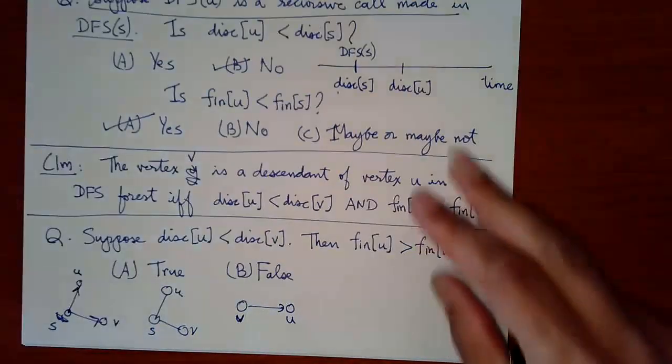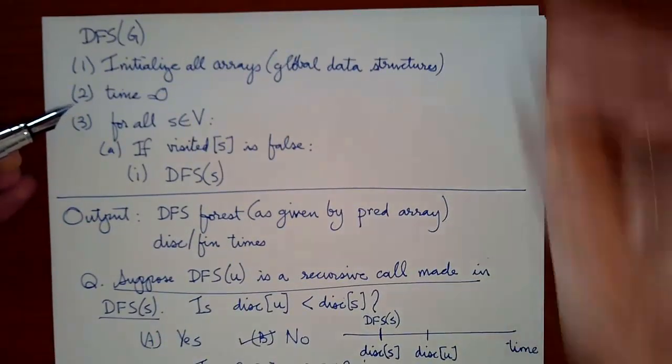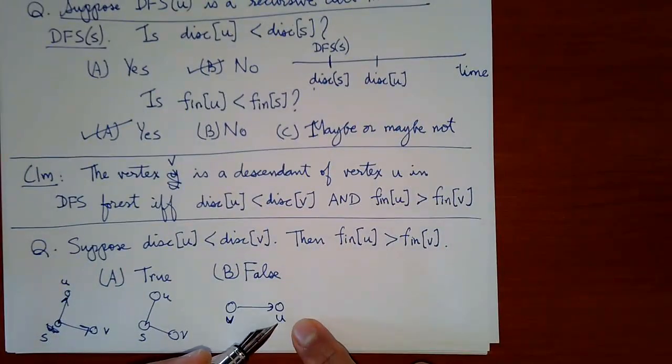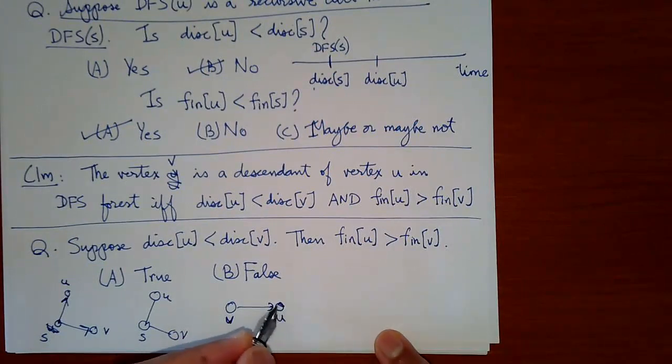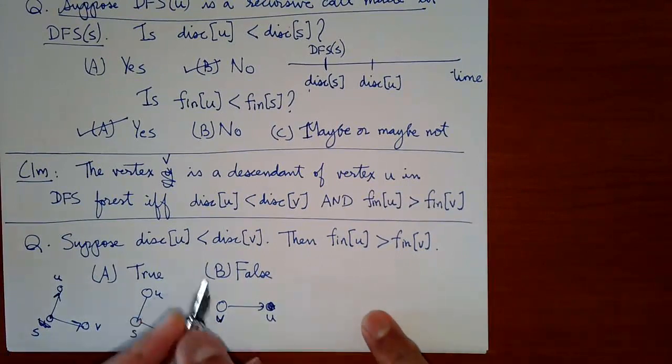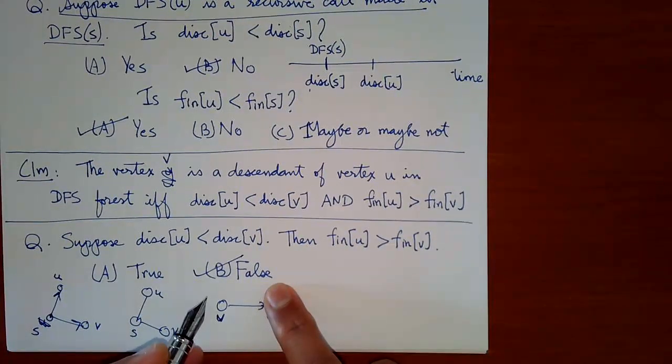Now remember, when you call DFS on the original graph, you basically loop over all the vertices. So your loop might have started at U. So you would discover U and you would just finish U immediately. Then you would discover V and then finish V. Does this make sense? Therefore, the statement is false. It is not necessarily true.